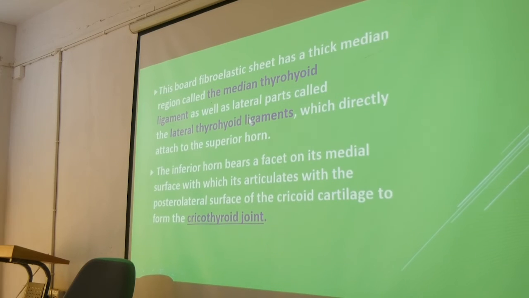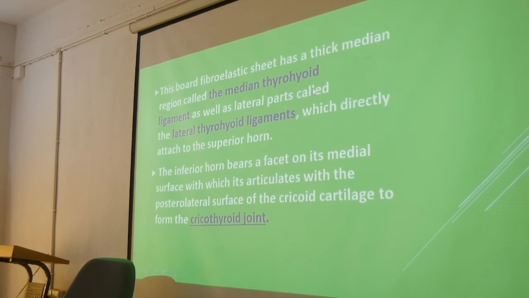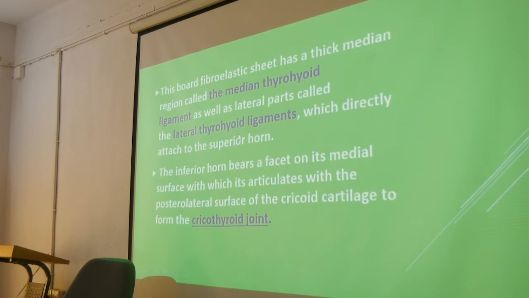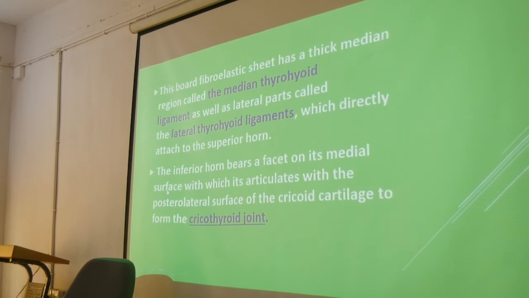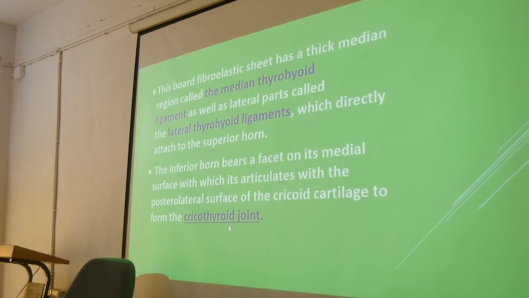And additionally there are two ligaments: one median thyrohyoid ligament and two lateral thyrohyoid ligaments. And there is only one joint you have to remember, that is the cricothyroid joint.